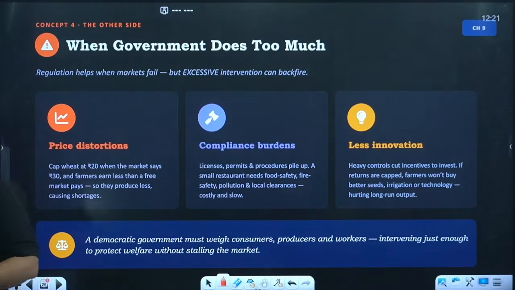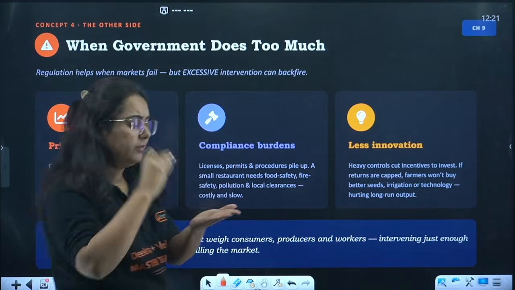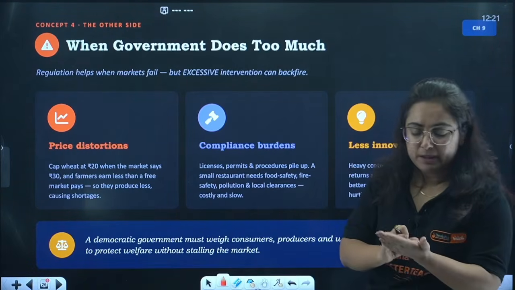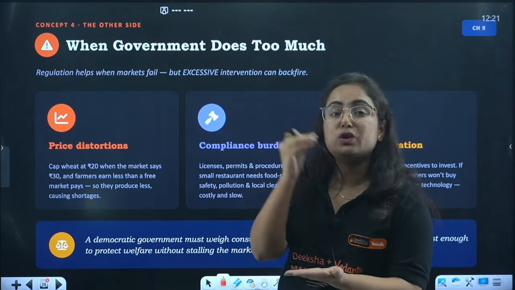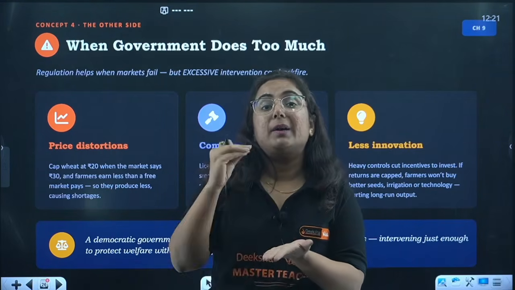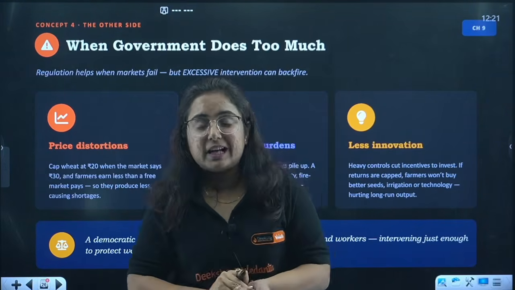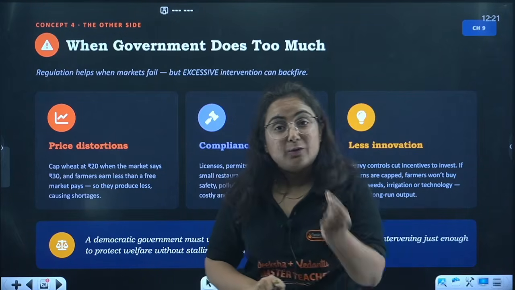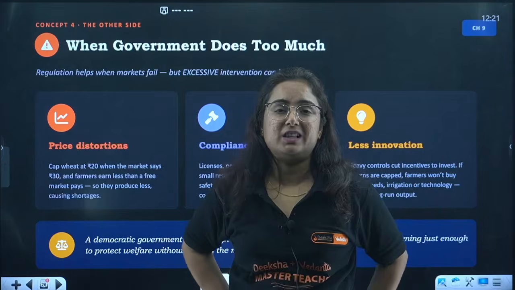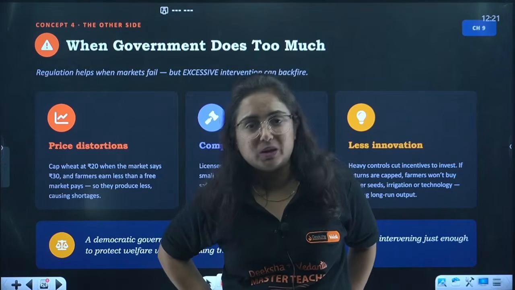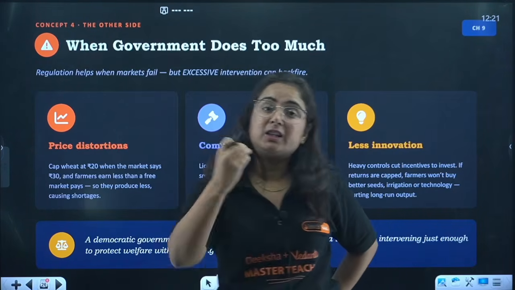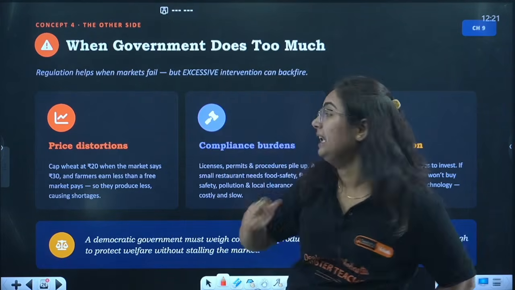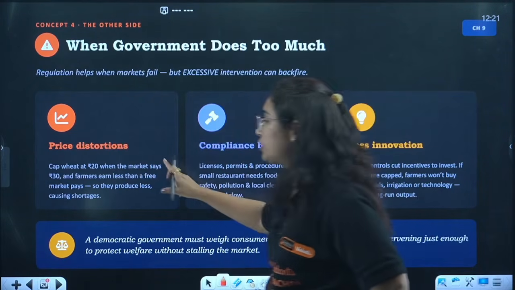So we studied demand, we studied supply, we studied market equilibrium, we also studied the role of government in the market. But now, don't you think it is time to actually understand the true role of government? Is the government sometimes doing more than required? Or are there certain limitations of that interference by the government? Yes, there are, and that is price distortion.